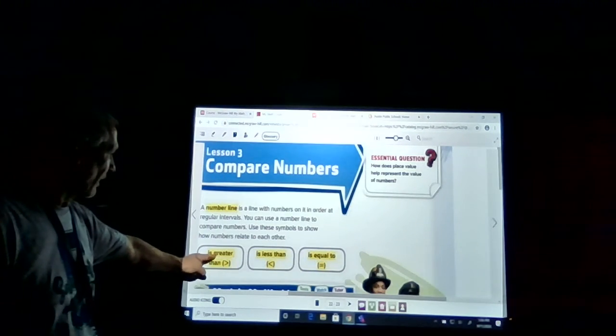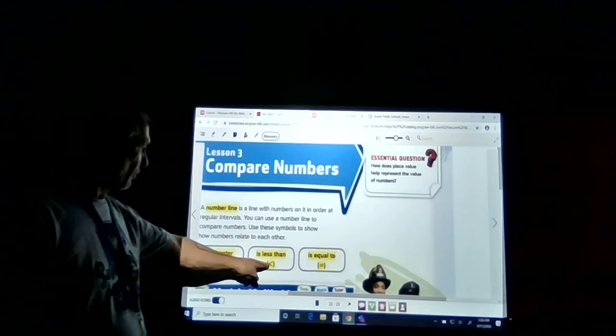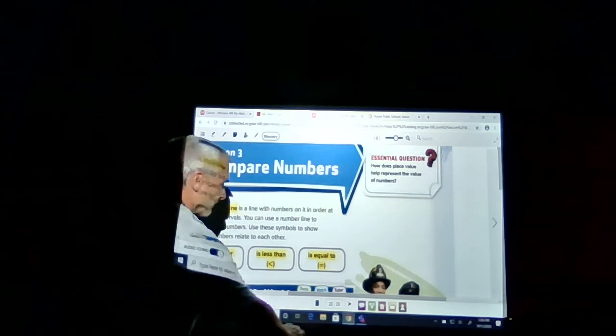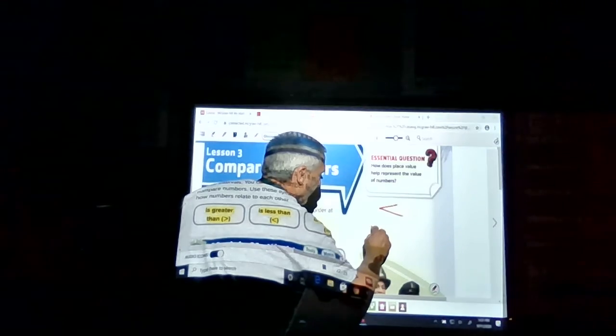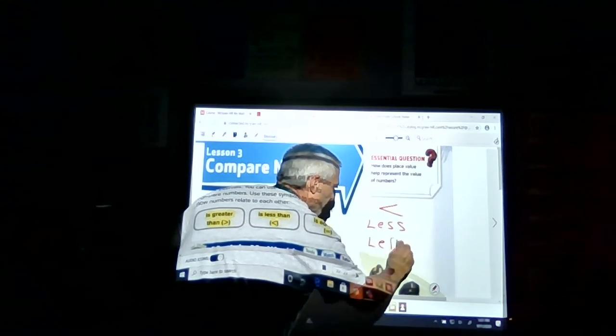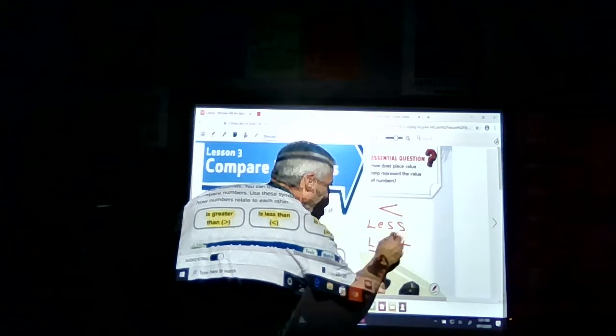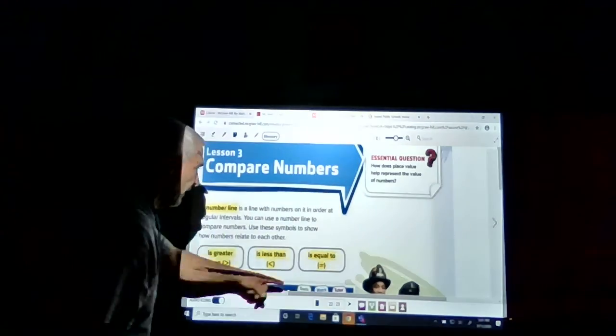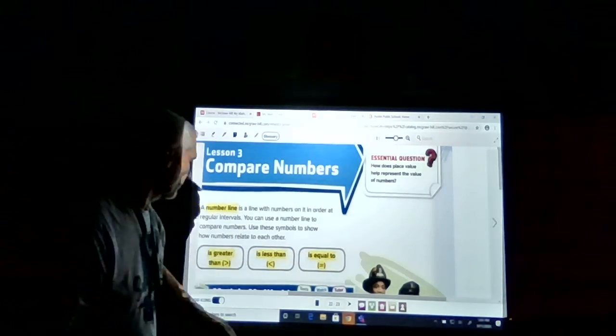Pointing to the right is greater than, is what we say. If it's pointing to the left, it is less than. So if the arrow is pointing to the left, it is less. And we can remember because they both start with an L. Left is less than. And we say is equal to.